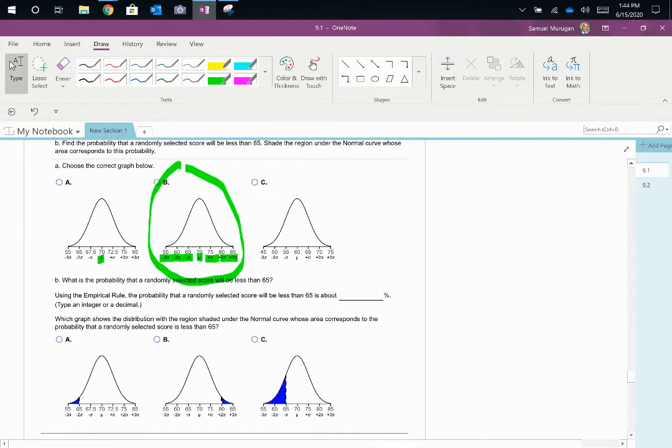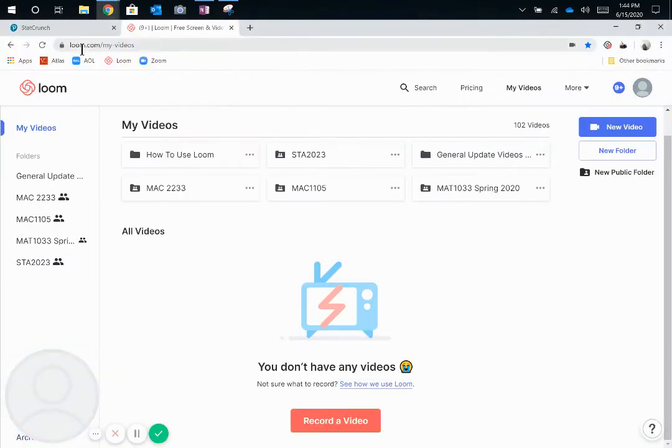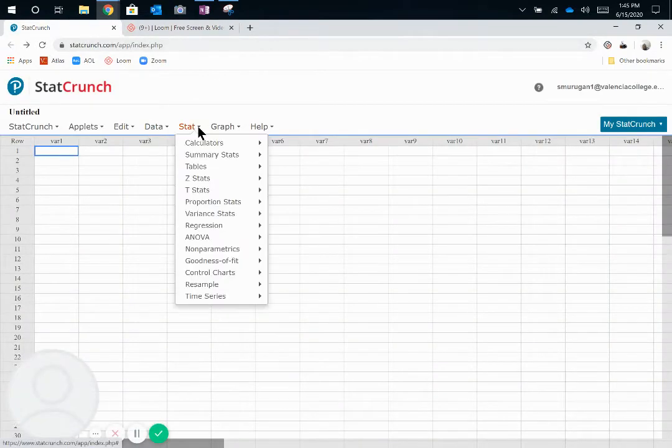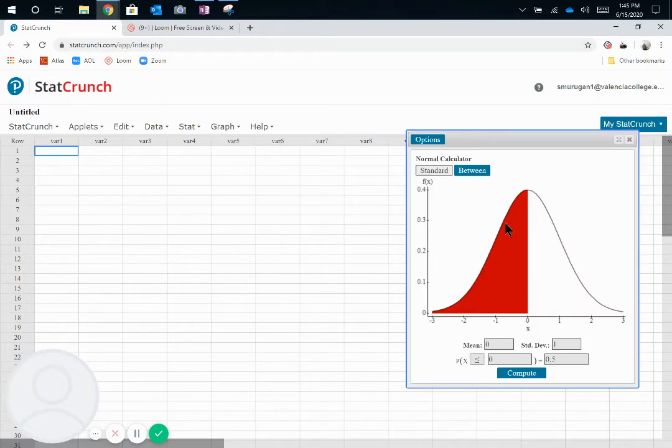Now, what is the probability that a randomly selected score will be less than 65? So we're looking for a graph that shows shading to the left of 65, because it's less than 65. If you're not sure, you can use the StatCrunch program, but I don't really know that it's necessary. Remember how you do this? Stat, calculators, normal, and you would type in your mean and standard deviation.